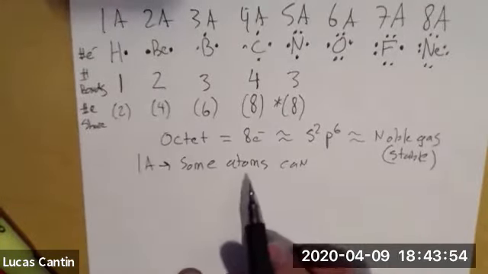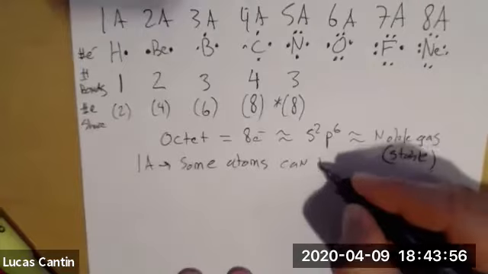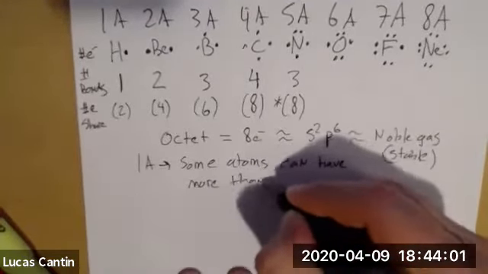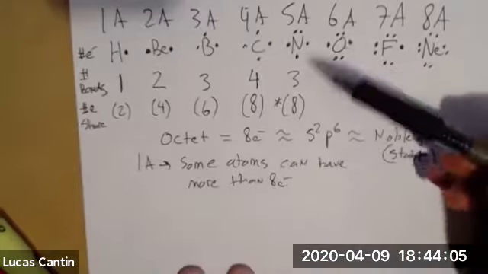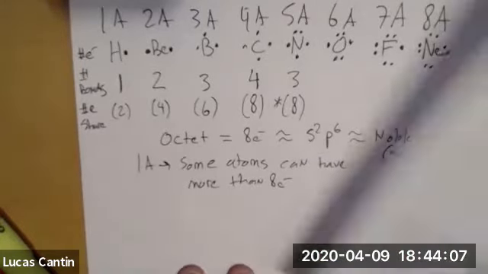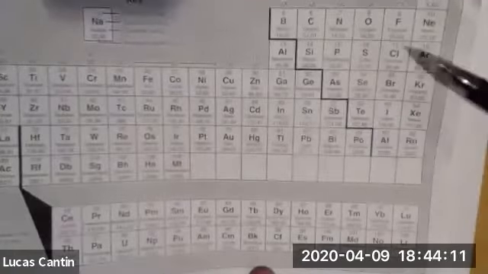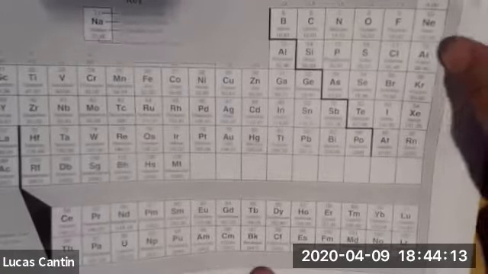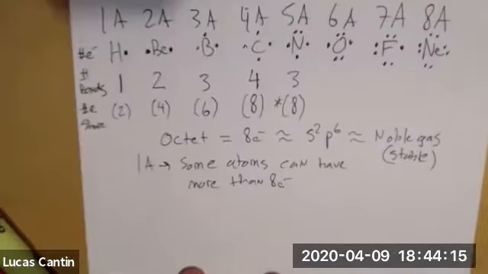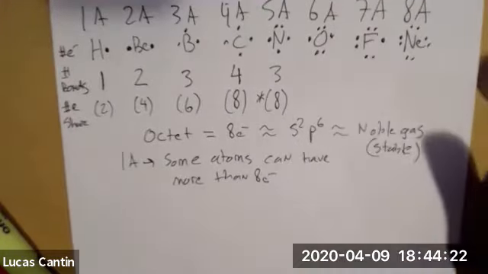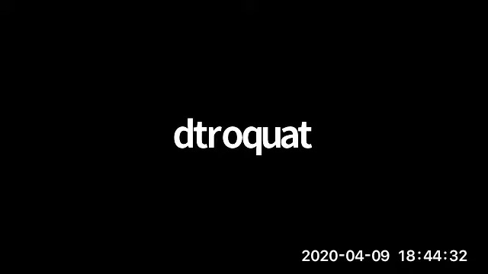Some atoms can have more than 8 electrons. So not nitrogen, but on the periodic table, if I look below nitrogen, like phosphorus, arsenic, they can actually have more than 3 bonds. They can have more than 8 electrons. But I put a star there just so you guys know. So there's more to this story, essentially.